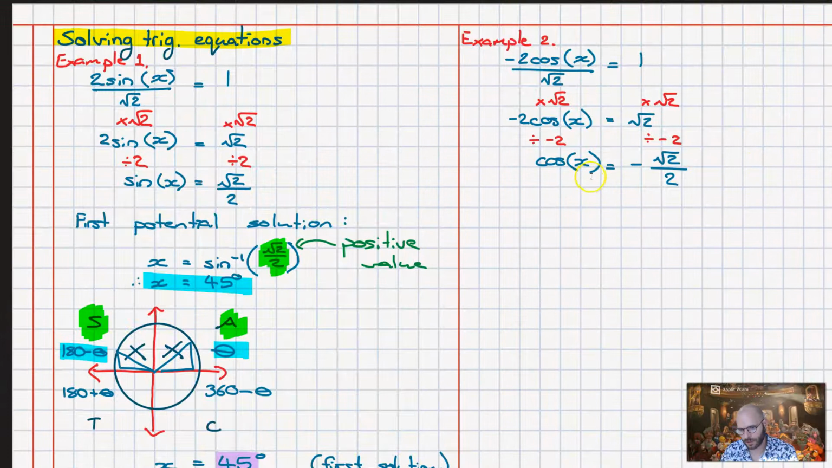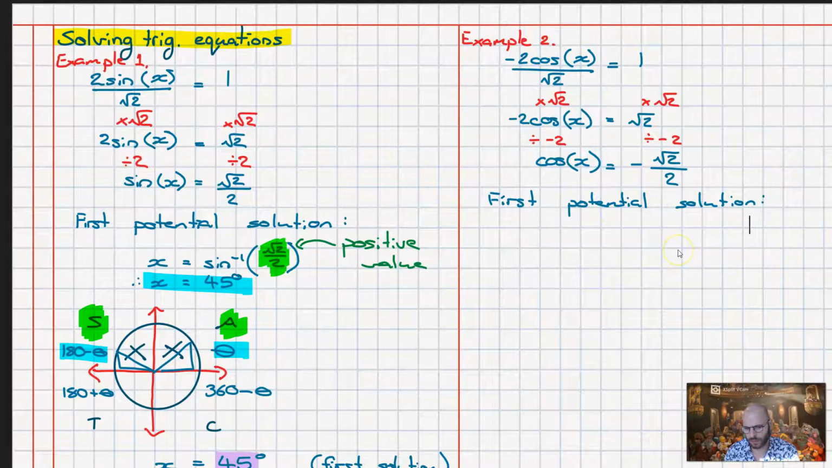Thus, we find that cosine x is equal to the negative root 2 over 2. So, our next step is we need to consider the first potential solutions. Now, in the first example here, the potential solution we got indeed turned out to be the first solution to the problem. However, what we're going to find with this problem here is that our potential solution isn't actually a solution to the problem.